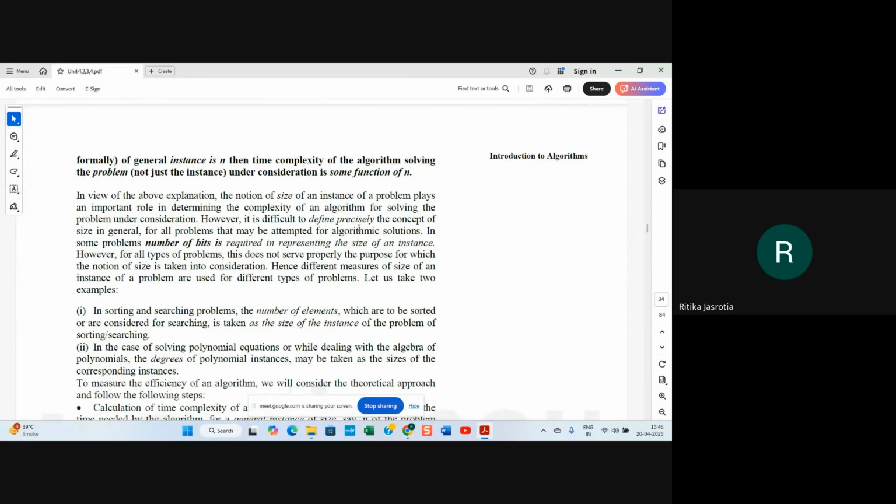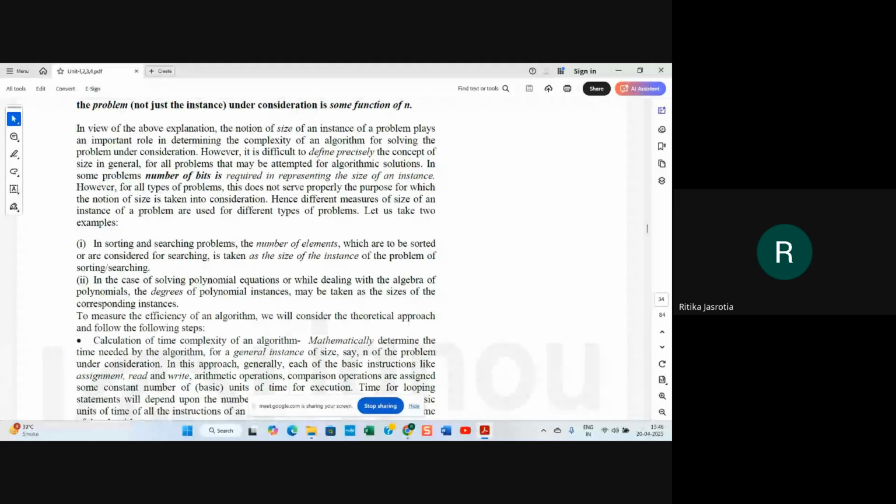However, it is difficult to define precisely the concept of size in general for all problems that may be attempted for algorithmic solutions. In some problems, the number of bits is required in representing the size of an instance. However, for all types of problems, this does not serve properly the purpose for which the notation of size is taken into consideration. Hence, different measures of size of an instance of a problem are used for different types of problems. So let us take two examples.